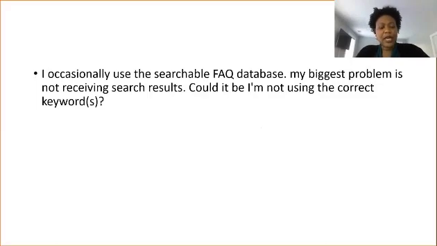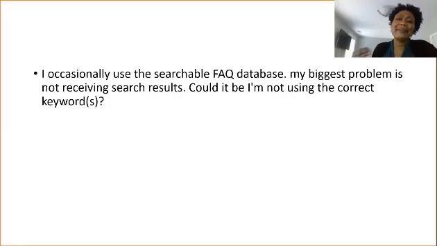Okay. I occasionally use the searchable FAQ database. My biggest problem is not receiving search results. Could it be I'm not using the correct keywords? It could be, but honestly, I think it's more that probably the information isn't in there. I'll be honest. What came to light from the last training is people said what would be nice is having some type of dictionary of common keywords that are associated with topics. And so we're going to figure out how best to do that and place it on the page, right? We don't want you to have to go looking elsewhere.